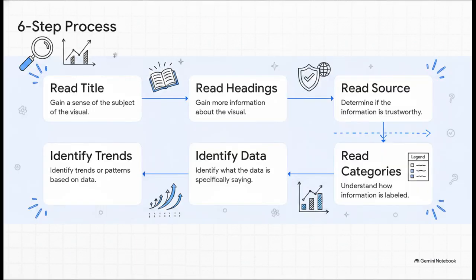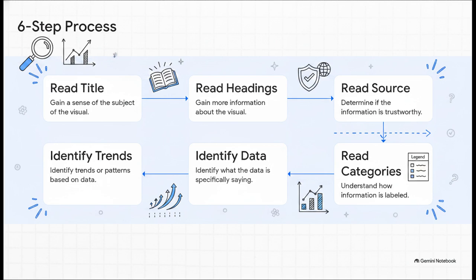Look, I totally get it. It's super easy to feel intimidated by a complex, messy-looking chart. So, let's slow it down for a second. Here is a foolproof 6-step interpretation process to make sure you never get lost. Step 1. Just read the title to get a sense of the subject. Step 2. Read any heading or subheading for a bit more context.